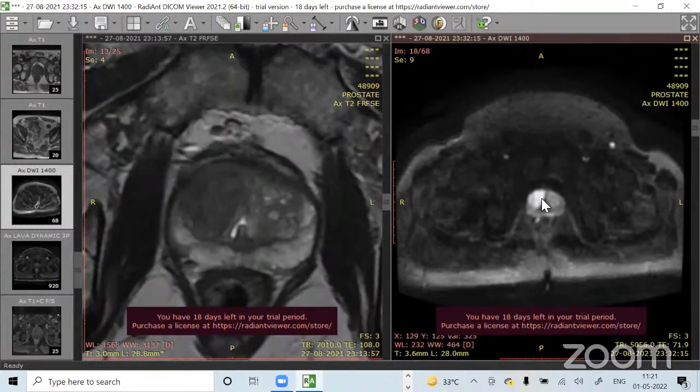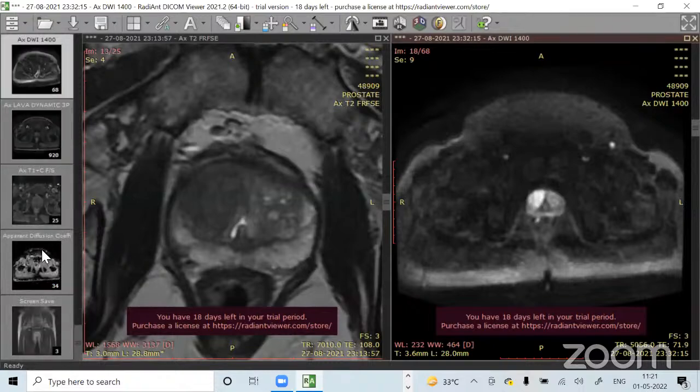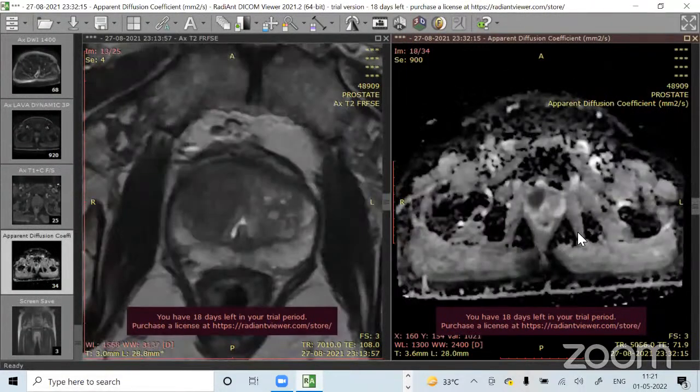So this is how you see. So you see that there is an area with obscured margin. There is this area also showing restricted diffusion, and size also is more than 1.5 centimeters. You can measure it on ADC if you want. It will give you better margins. See this. This is the ADC. It's totally dark.